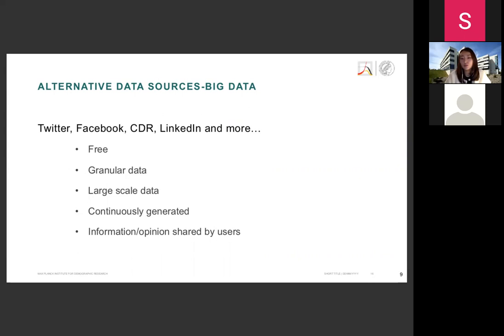So we have decided to exploit these advantages of big data in the study of migration using data science as a new tool.